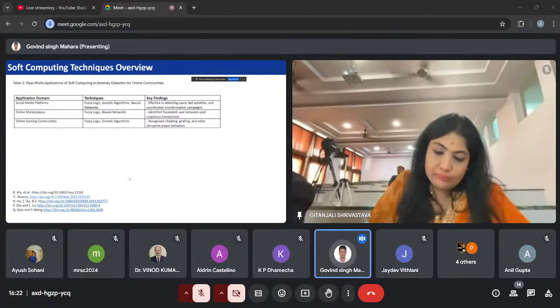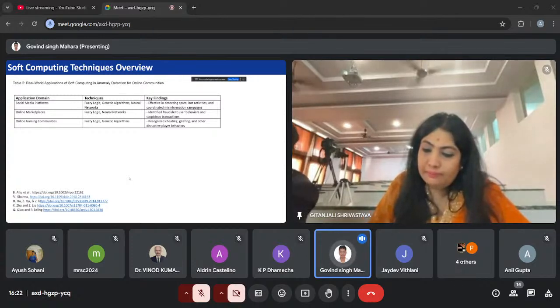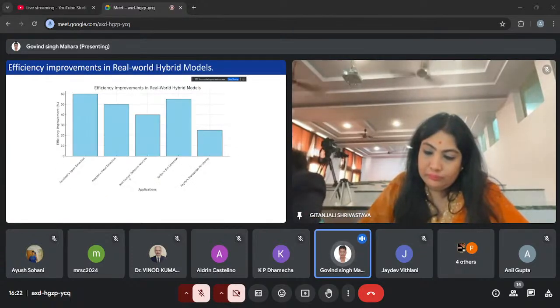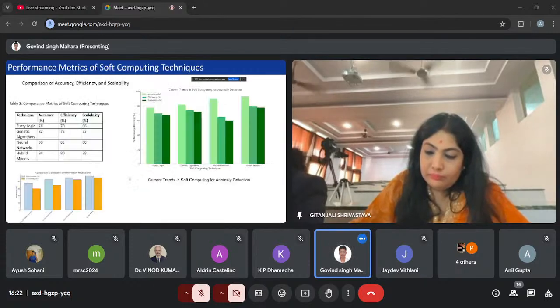This is the real world applications where we have seen these. In social media platforms, fuzzy logic, genetic algorithms, and neural networks came in. In online marketing, fuzzy logic and neural networks, and online gaming is also a community where fuzzy logic and genetic algorithms are recognized. This is the efficiency improvement in the real world when we use hybrid models. So the real world examples are where Facebook, Amazon, the gaming industry, Twitter, and PayPal have implemented these.